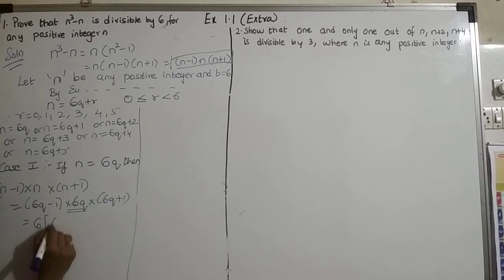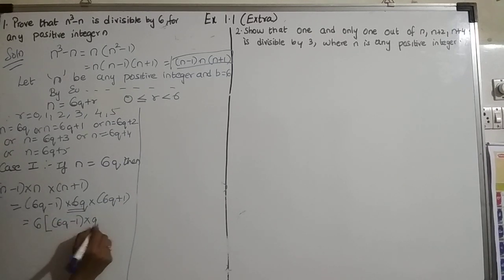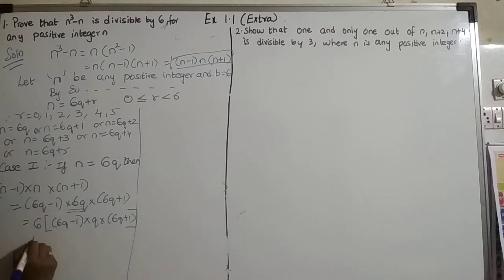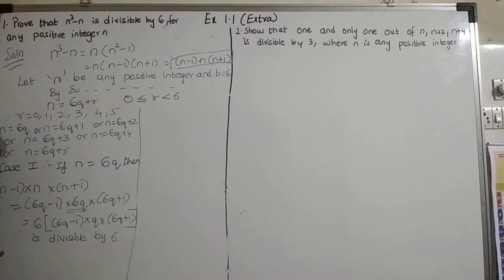You don't have to do anything. Just take 6 common and you can write 6 cube minus 1 inside. Here the cube will remain because I have taken 6 outside, and you just write 6 cube plus 1. So what do you understand? Close the bracket. It is divisible by 6. Is it simple? Yes, we have proved 6 into something, therefore divisible by 6.